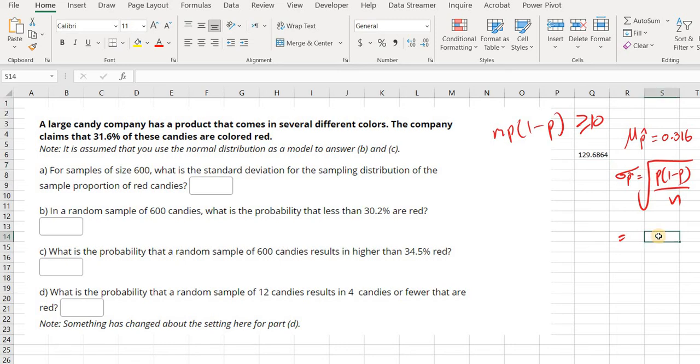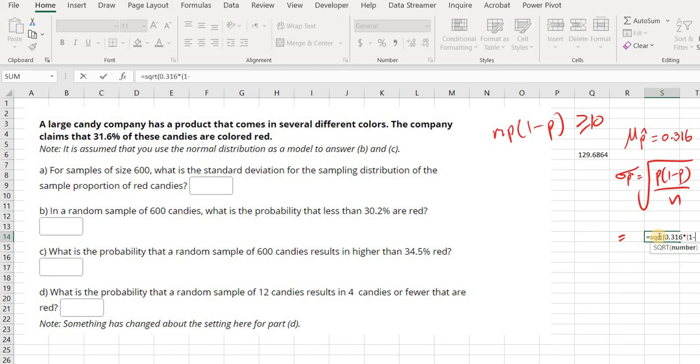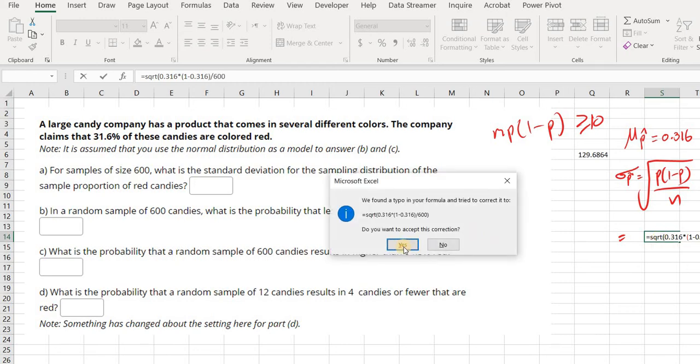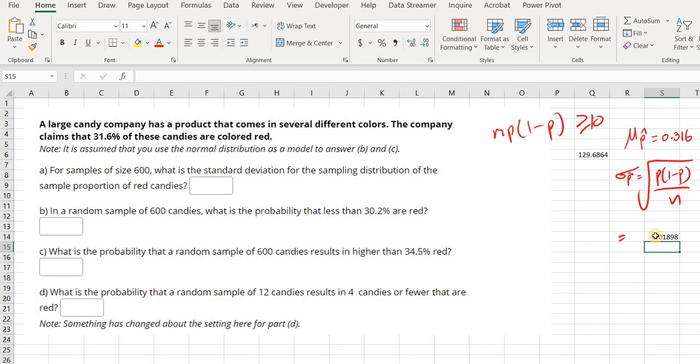So it's equal to the square root of 0.316 times 1 minus 0.316 divided by 600. And the answer is this one. This is going to give me the standard deviation. Now I can answer the first question. In a random sample of 600 candies, what is the probability? So the question is asking about the probability. That means I need to find the area under the curve, and I'm going to use the norm distribution function.